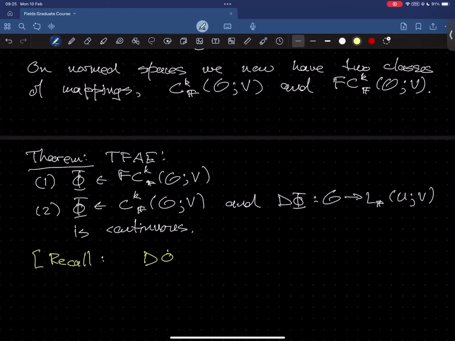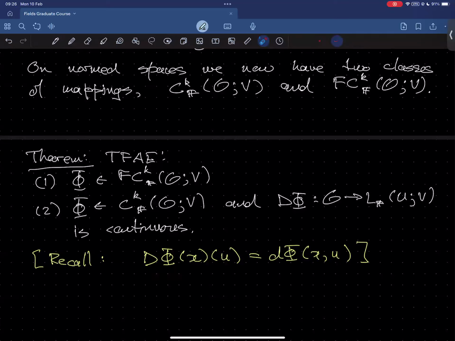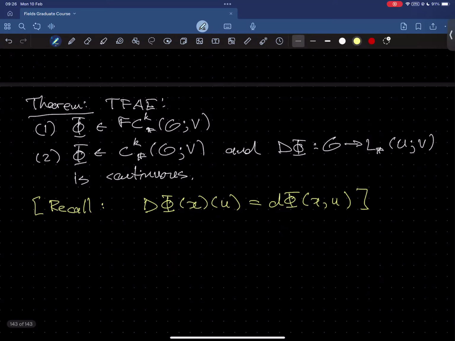The d phi is defined by d phi x applied to a vector u, the derivative that we've always been dealing with when we're dealing with functions of class C1 of x. That's the definition of capital D phi. The point is that this is defined by directional derivatives, because this is the directional derivative at x in the direction u. So the theorem has one last bit.